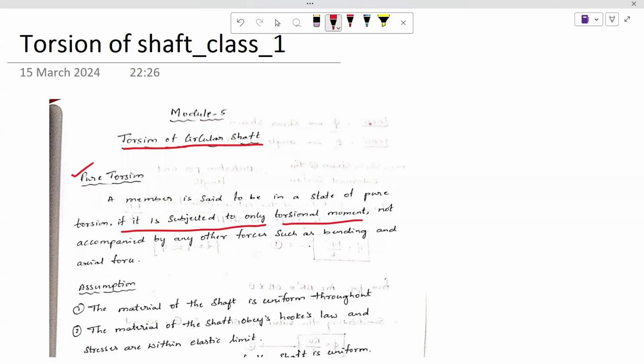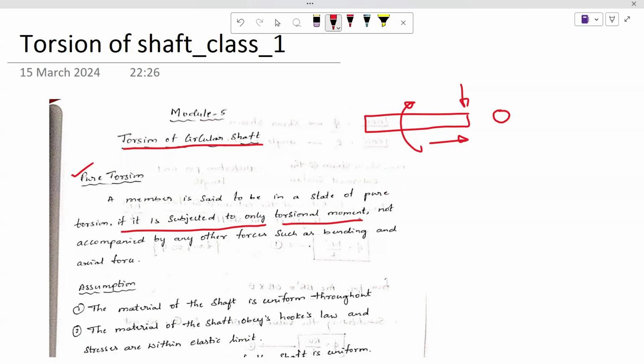So what is the torsional moment? Very simple. If you consider a circular shaft like this, its cross section is a circular one. If the member is subjected to an axial load, that is a longitudinal force, and this is the lateral force. And along with that, if you consider this one, this is nothing but a torsional force, and it will result in a twisting of the shaft. So this is what they are saying.